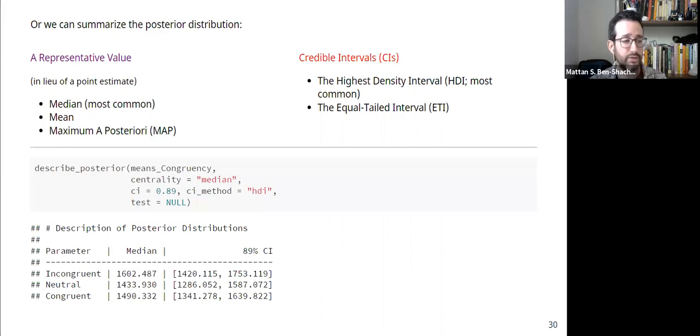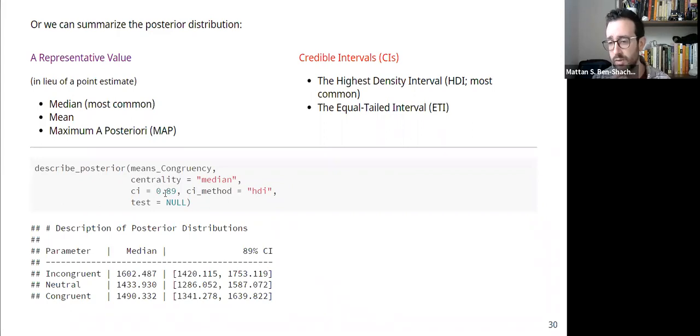We can do that with the describe posterior function from bayestestR. I'm giving it our result here from emmeans. I'm telling it that the centrality measure I want is the median. I'm telling it that the credible interval method I want is the HDI, the highest density interval, which is the most popular one. And the level of credible interval that I want, I'm using here 89%.